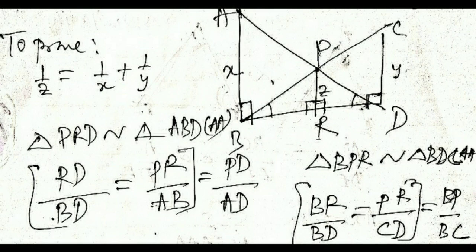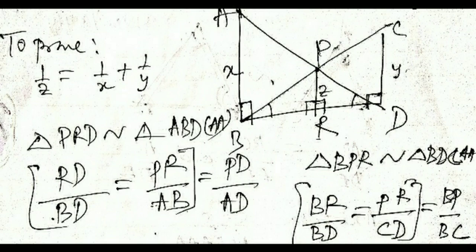Similarly, for the second part, we take triangle BCD and triangle BPR. Again, PR and CD are perpendicular to BD. Therefore, PR and CD will be parallel to each other. So you can prove that triangle BPR is similar to triangle BCD by AA, and you can obtain the ratio again. So PR by CD is equal to BR by BD is equal to BP by BC. Now choose from here BR by BD is equal to PR by CD.